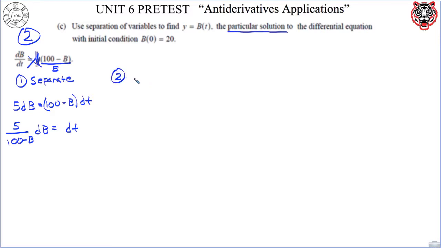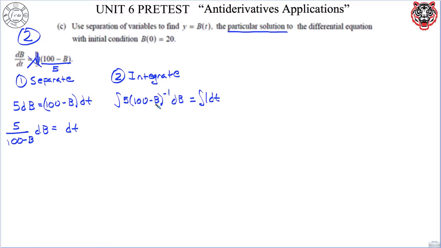Second part, we need to integrate. So when we integrate, this is going to be the integral of, I don't like fractions, so this is going to be a 5, and then all of this thing is going to be brought up to the numerator with the negative first power. So 100 minus B to the negative first power, and then that's going to be dB. And now we need to set that equal to the integral of dt. If you don't like dt, you can think of this as 1 dt. All right, now we need to do the integral.